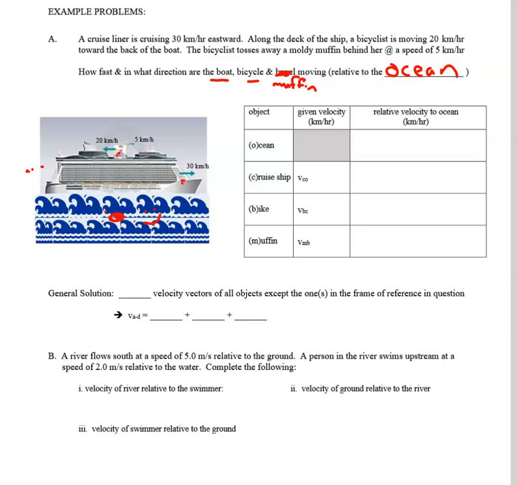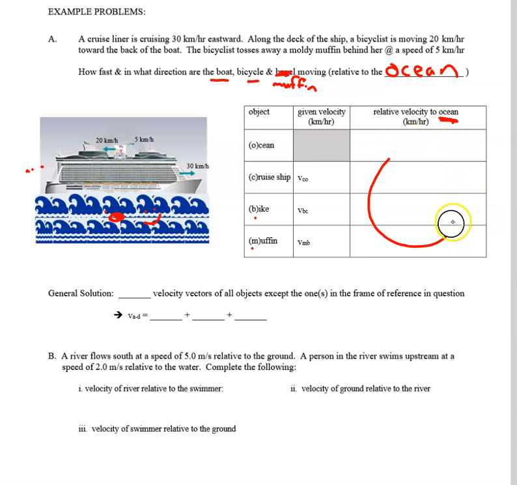To do that, we're going to start with the information we have of each object moving relative to its particular frame of reference, and then we're going to try to put it together. So let's start with the objects. I have an O for ocean, C for cruise ship, B for bike, M for muffin, because we're going to put them in our equations as subscripts to help keep track. Let's start with the ocean itself. You weren't given a velocity, and ultimately what we want to do is fill out this column here. We want to know how fast each object is moving relative to the ocean, and for each object we're going to get a different answer.